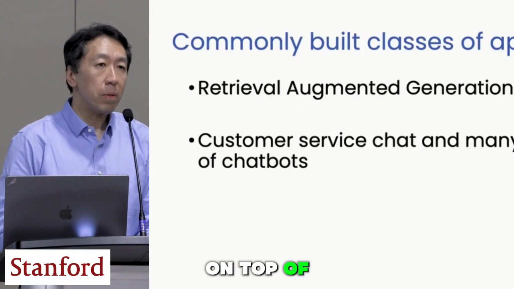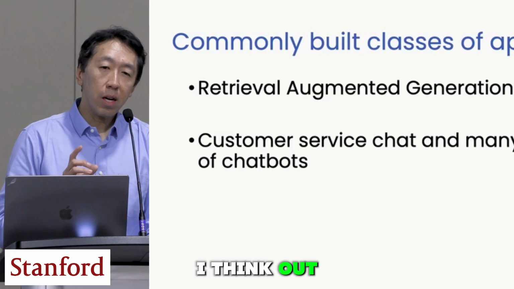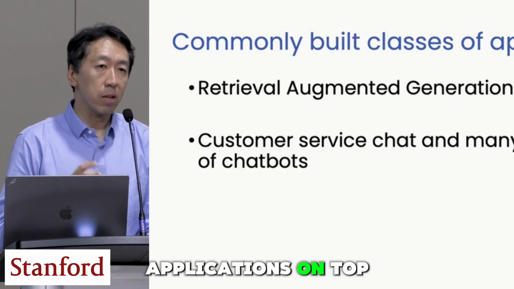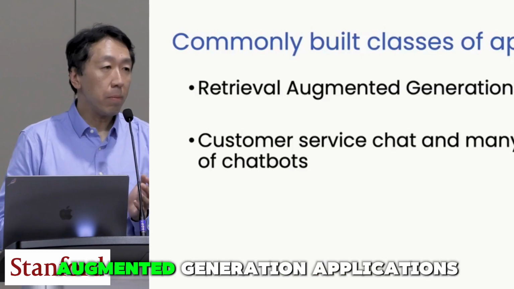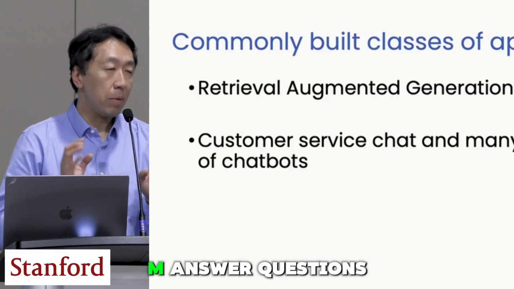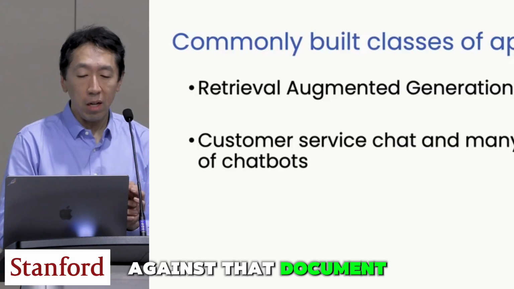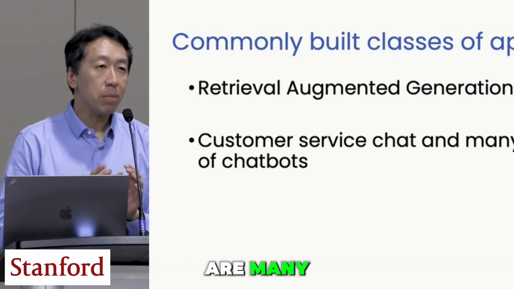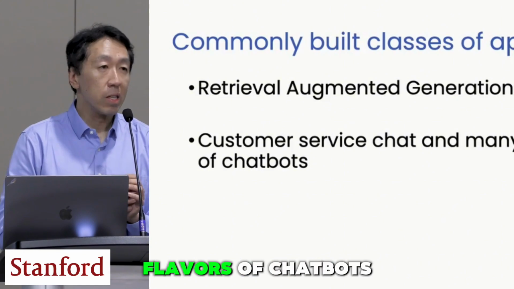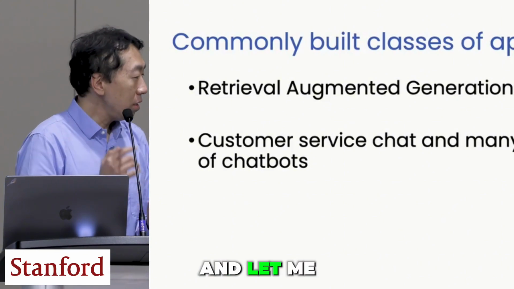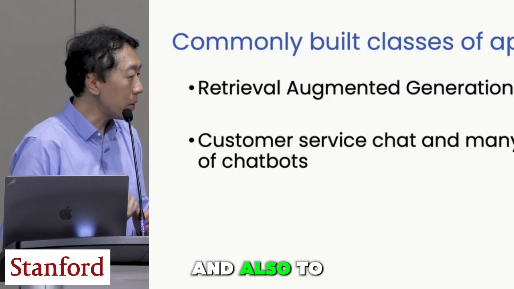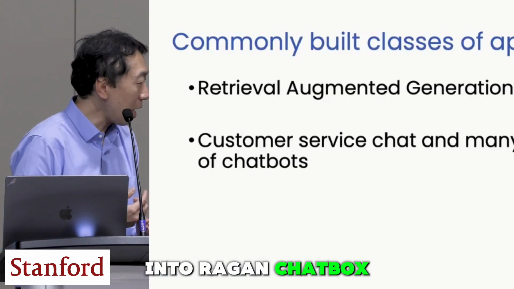And then just on top of these things, I think out in industry, there are two very commonly built applications on top of LLMs. One is retrieval augmented generation applications, where you retrieve a document and have a LLM answer questions against that document. And the other is there are many, many companies building various flavors of customer service chat and many flavors of chatbots. And let me hand it over to Isa to share more concrete tips on prompting and also to dive more deeply into RAG and chatbots a little bit.